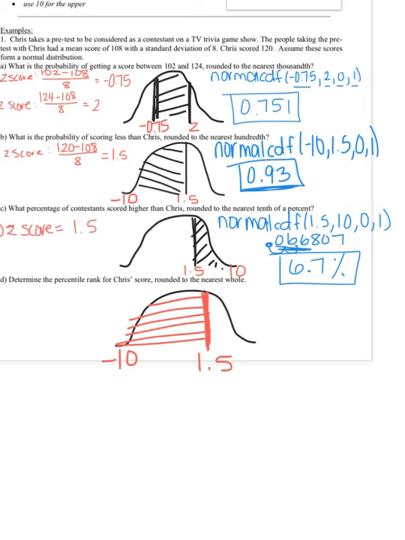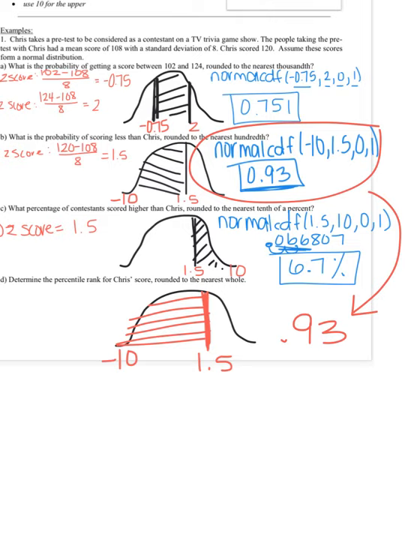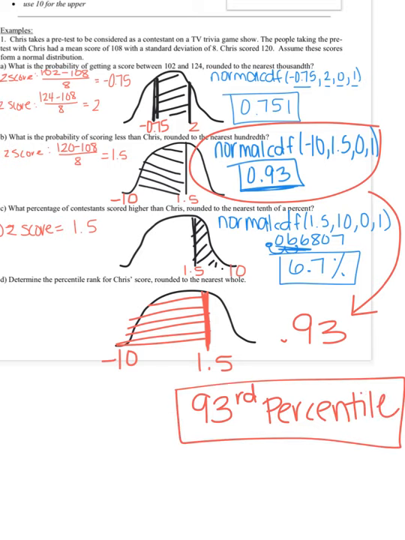So when you go through and do this whole thing, you're going to write this down here, because that's the work for it, and you get 0.93, but we're looking for the percentile rank, so the percentage. So his answer is the 93rd percentile. So he did very well. The 93rd percentile scored up there.